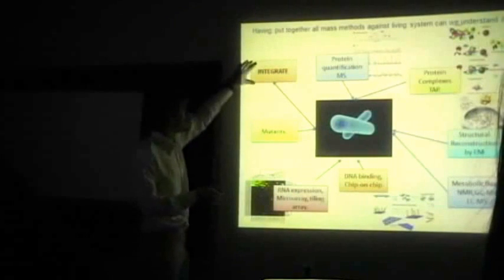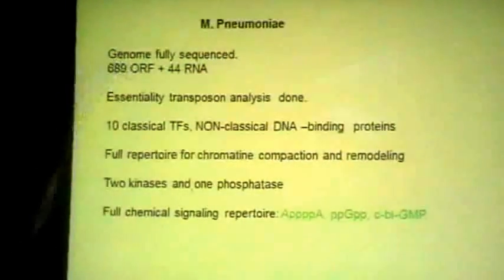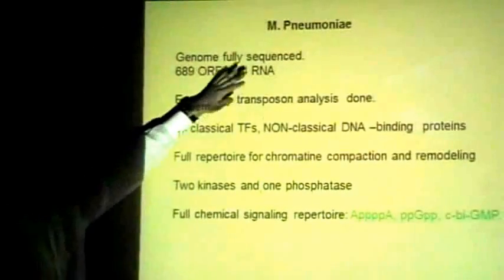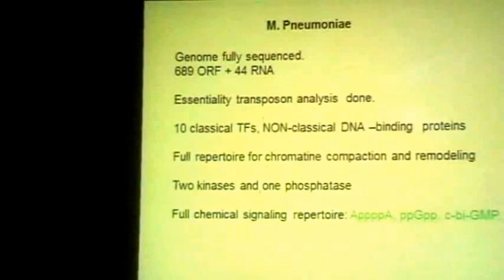So let's start. Just to give you an idea of this Mycoplasma pneumoniae: it has about 700 open reading frames. It has 44 RNAs. It had essentiality transposome analysis done. In the case of transcription, it has just 10 classical transcription factors and also non-classical DNA binding proteins, a full repertoire for chromatin compaction and remodeling. In signaling, it has 2 serine-threonine protein kinases and 1 phosphatase. So what can be simpler than this way of regulation? And almost the full chemical signal repertoire is just these 3 chemicals: ApppA, ppGpp, and cGMP. So again, what can be simpler than this organism?